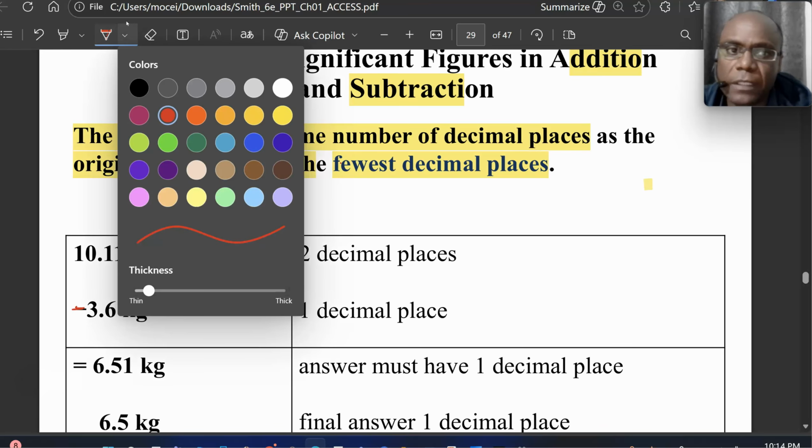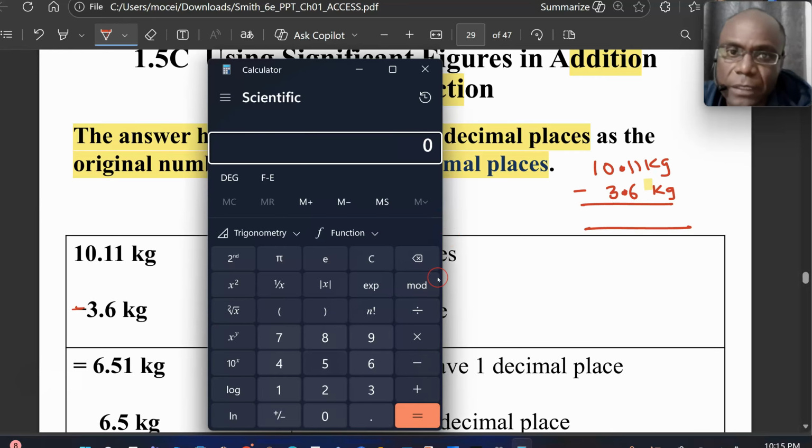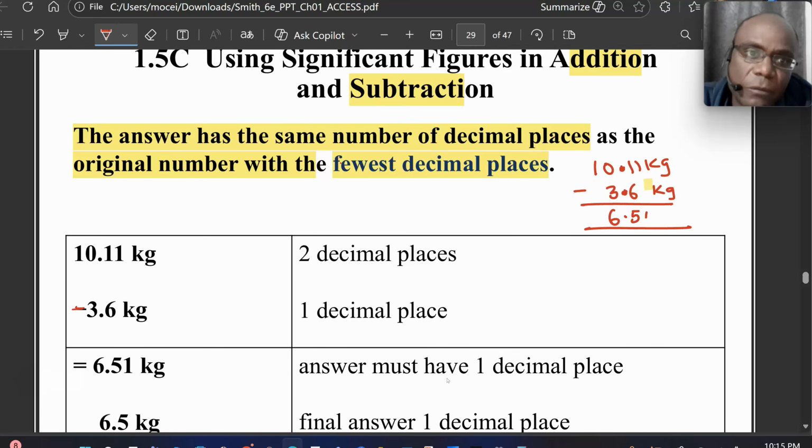Here we are given 10.11 kg and we are subtracting 3.6 kg from it. Notice that I aligned my decimal points there. If you subtract these two, 10.11 minus 3.6, you'll get 6.51 kg. Since we are reporting our final answer with the decimal places of the value with the fewer decimal places, which is 1 decimal place, our remainder is going to be our 6.51.